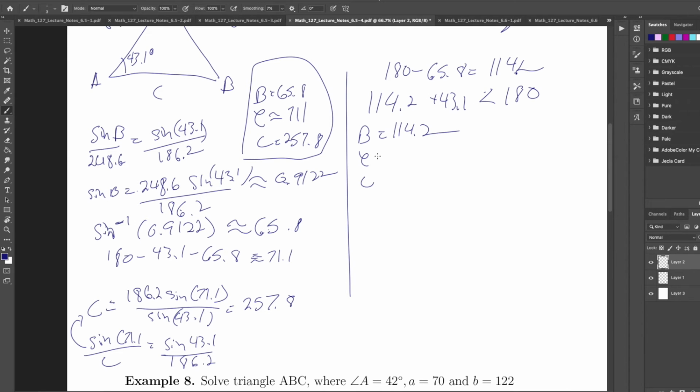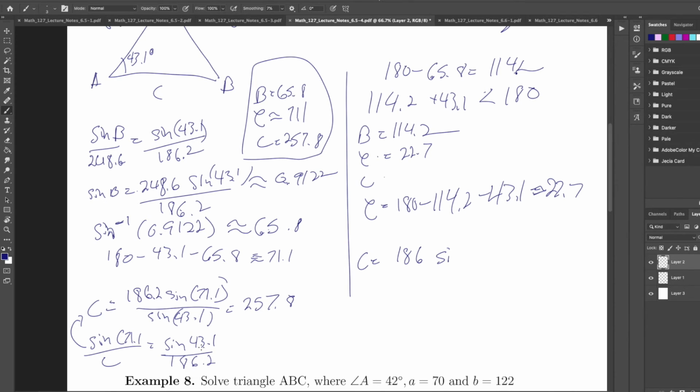Here, if I redid this triangle, I'm going to find C. Well, the cursive C here would be equal to 180 minus 114.2, because that's now my B for this one, minus the 43.1. I get roughly 22.7. Okay, so it just equals 22.7, and then this will be the same here. Instead of the 71.1, we'll be typing in the 22.7. So here will be C equals to 186.